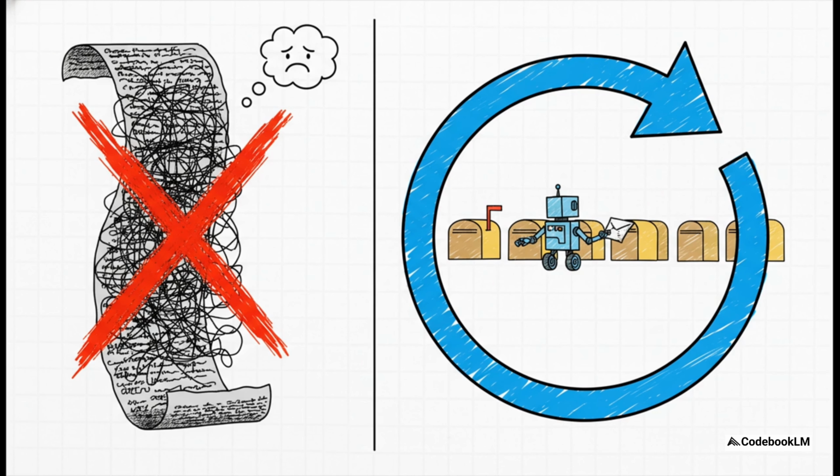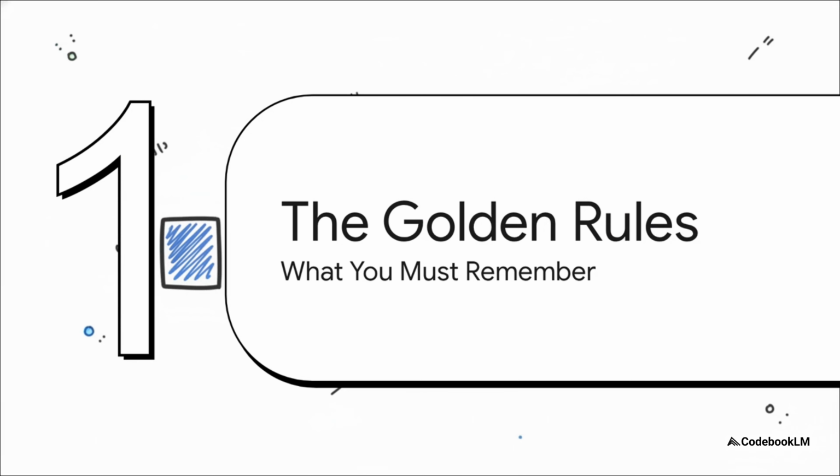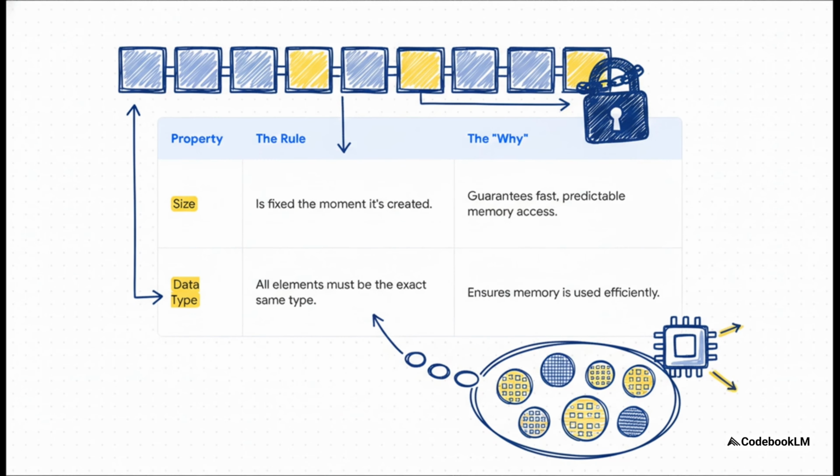No more repetitive code. All right, let's start to wrap this up by boiling everything we've talked about down to the two absolute golden rules of arrays, the two things you absolutely have to remember. So, here they are. Golden rule number 1. The size is fixed. Once you make an array with 10 slots, it's always going to have 10 slots. You can't change it. And the reason for that is all about performance. It guarantees that the computer can access your data super fast because it knows exactly where everything is. And rule number 2. The data type is uniform. An array of integers can only hold integers, that's it. And that's to make sure that memory is being used as efficiently as possible.